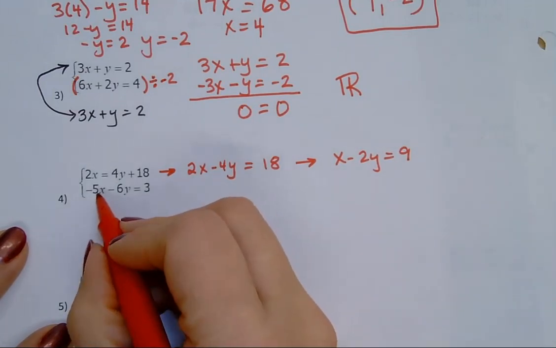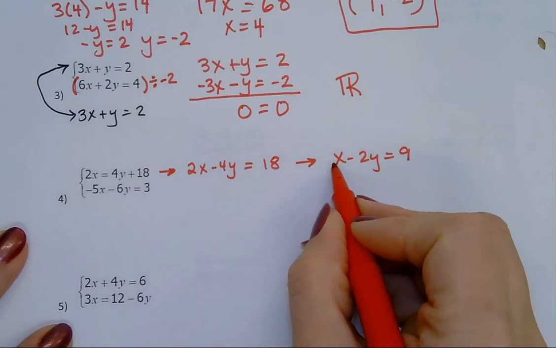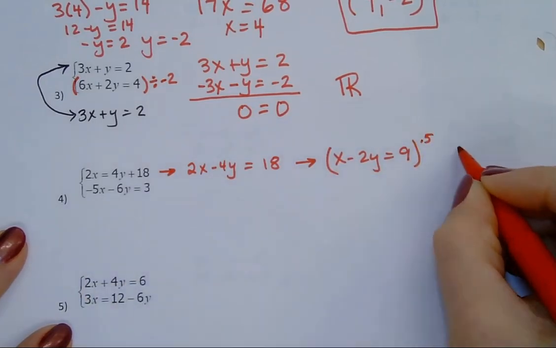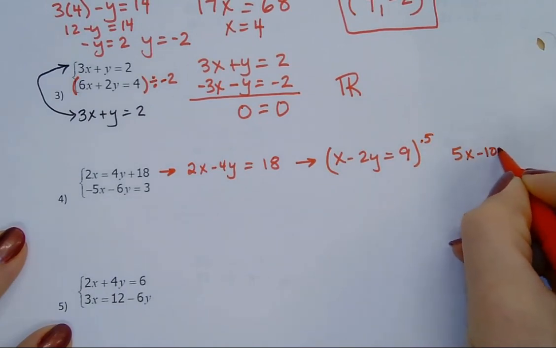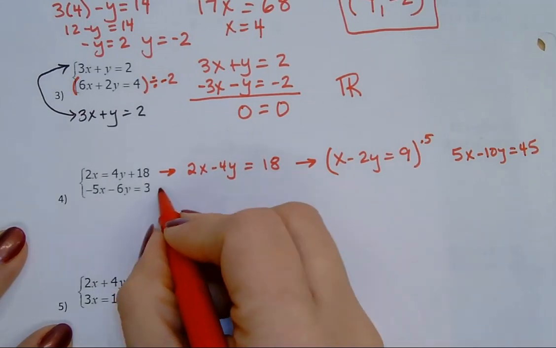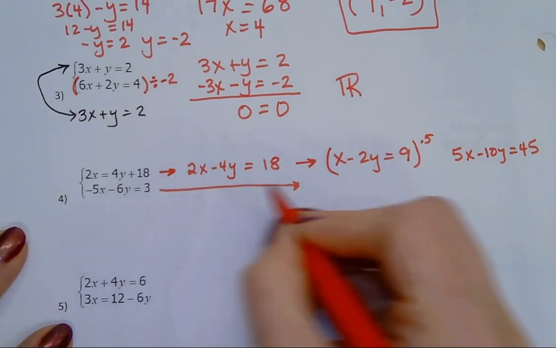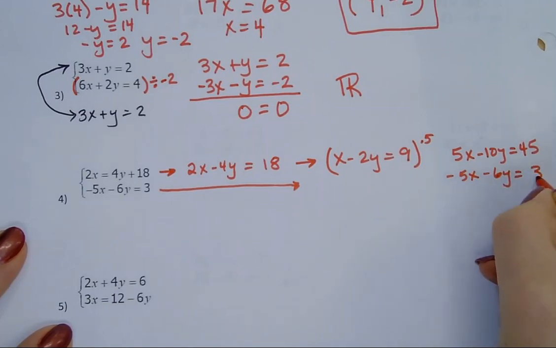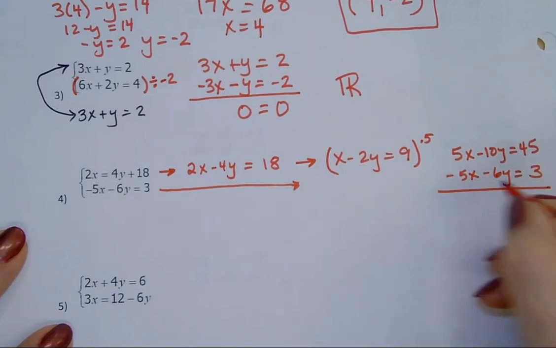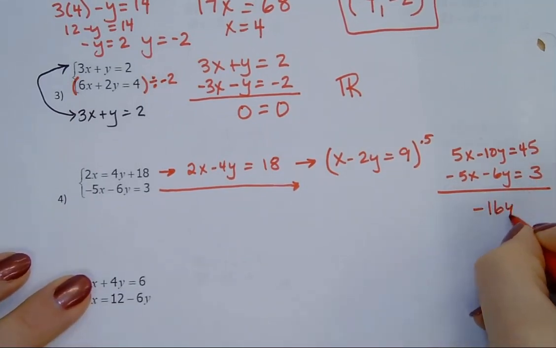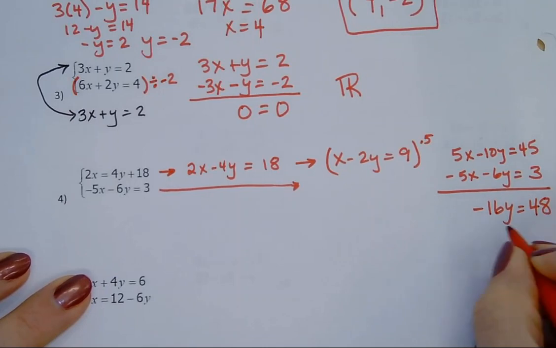I'm going to multiply by +5. I'm going to multiply my whole upper equation by +5. So I get 5x minus 10y equals 45. And then I'm just going to bring this guy over as is. -5x minus 6y equals 3. 5x minus 5x is 0. -10y and -6y is -16y. And that all equals 48. So I know y equals -3.